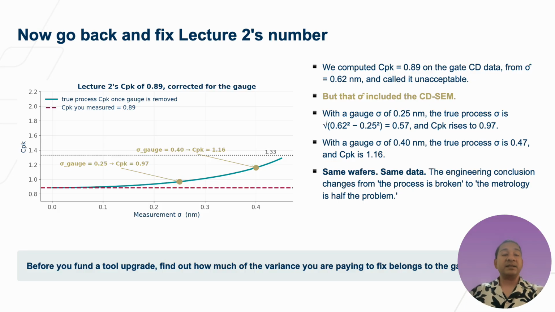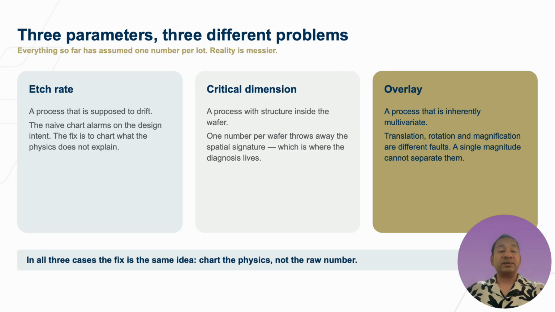Same wafer, same data, same measurement, and the engineering conclusion changes from the process is broken and needs a capital project, to the metrology has the problem and a better measurement recipe is the cheaper fix. So before you fund a tool upgrade, find out how much of the variance you are proposing to pay to remove actually belongs to the gauge. That question has saved more money than any technique in this course.